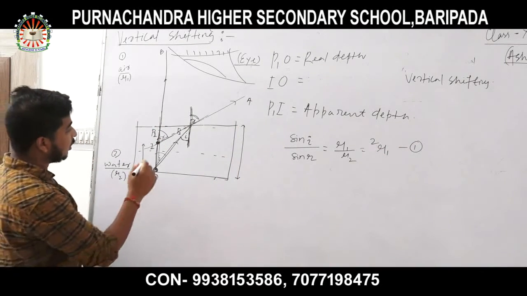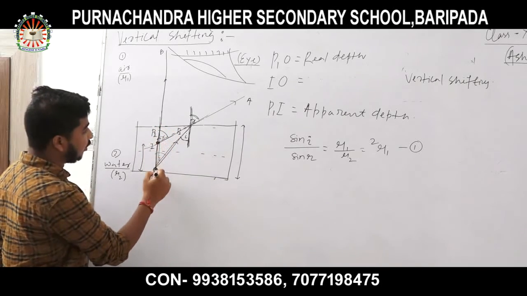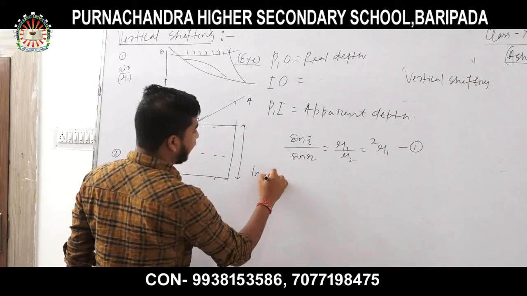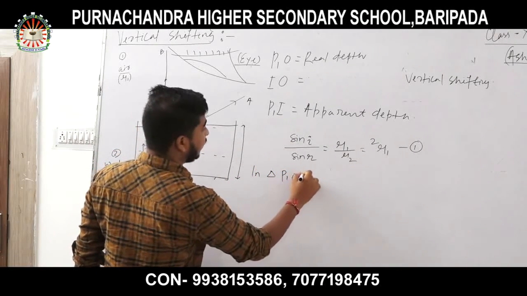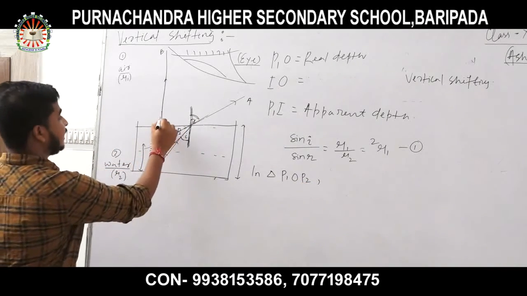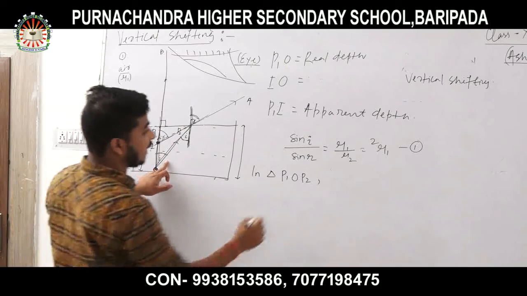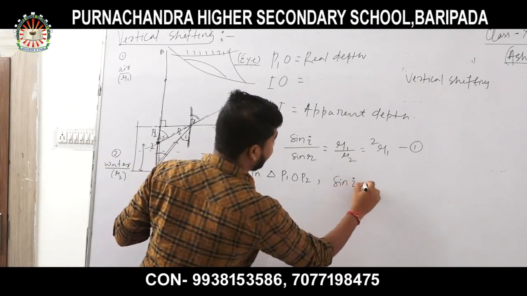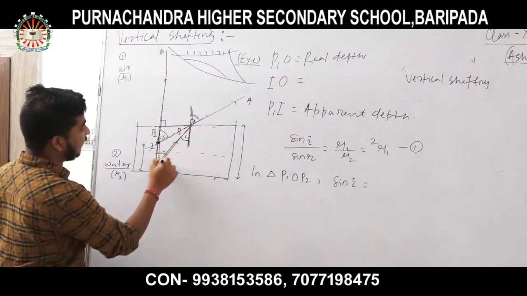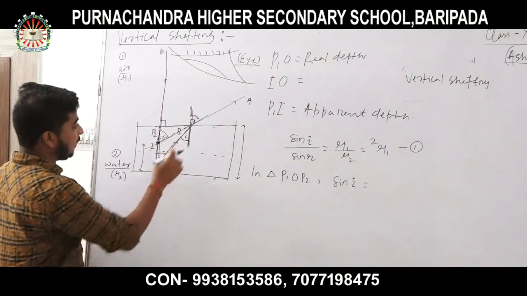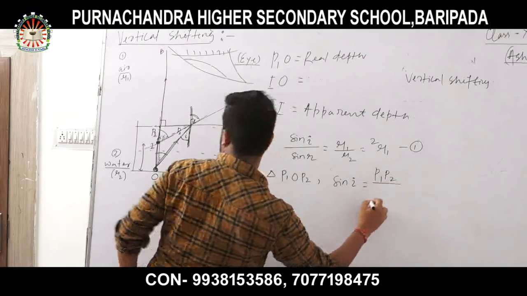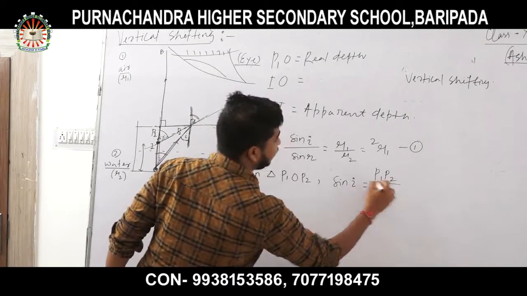So now look at the triangle P1OP2. This angle is I, and this is 90 degrees. So I will write the expression for sine of I, that will be P divided by H, that is P1P2 by P2O. Sine I will be P1P2 by P2O.